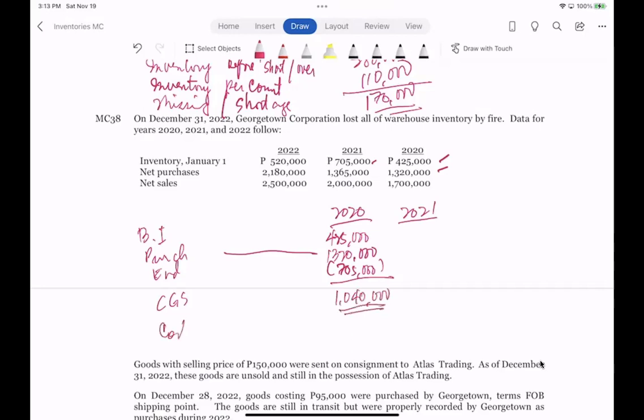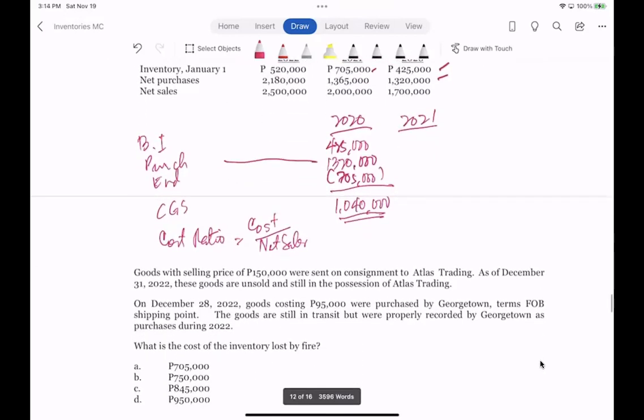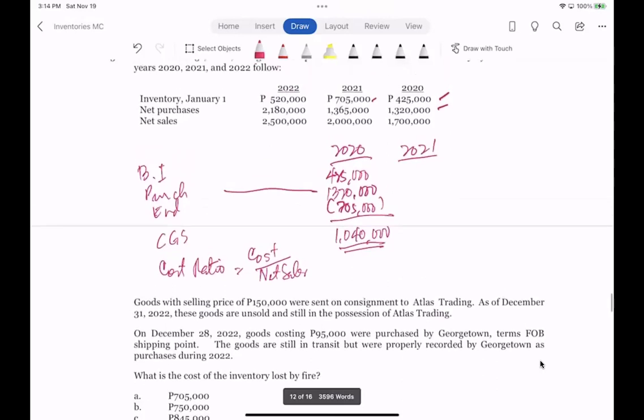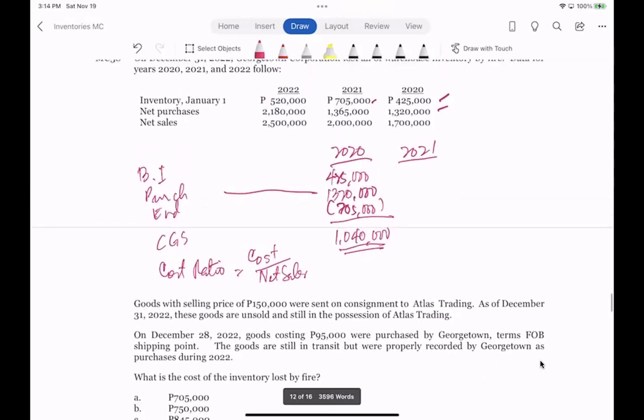So compute for the cost ratio. That is cost divided by net sales during the year. Okay, so that's 1,040,000. Net sales amounted to 1,700,000. So that is 61%.